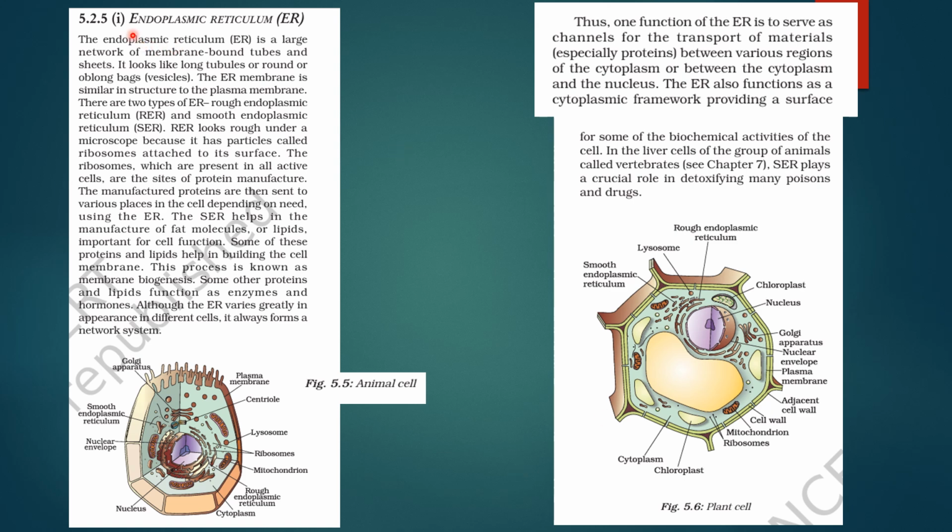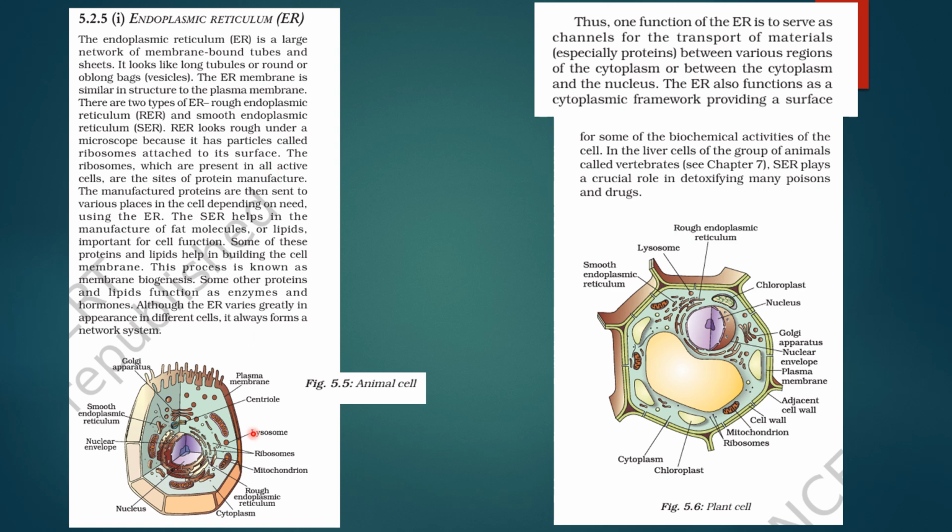So let's discuss about endoplasmic reticulum or ER in detail now. So it is a network of membrane-bound tubes and sheets. It looks like long tubules or round or oblong bags या vesicles. ER membrane is similar in structure to plasma membrane. दो तरह के ERs हैं, rough endoplasmic reticulum RER और smooth endoplasmic reticulum SER. ठीक है? तो RER looks rough under a microscope because it has particles called ribosomes attached to its surface.